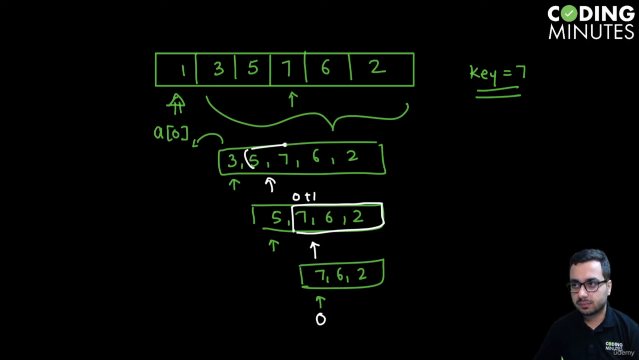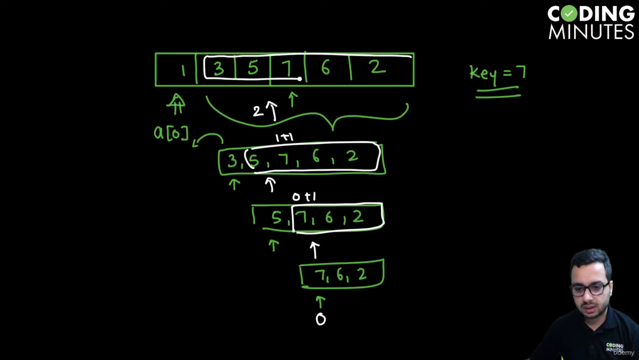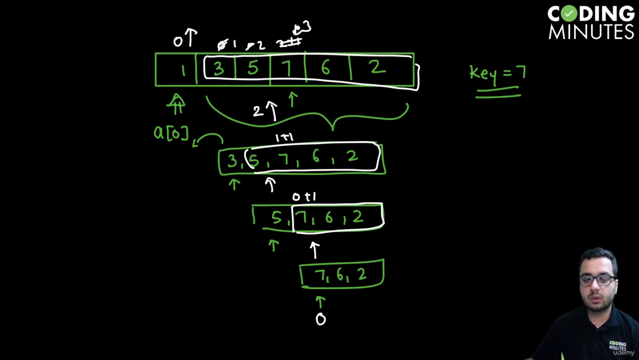Now this smaller sub problem says 7 is present at the first index in this array. So in this entire array it is present at 1 plus 1, that is the second index. So it is going to return 2 to this problem. Now this array knows that 7 is present at the second index in this array. It is going to return to the main that it is present at 2 plus 1, that is the third index in the entire array. So 0 1 2 and this is 3.